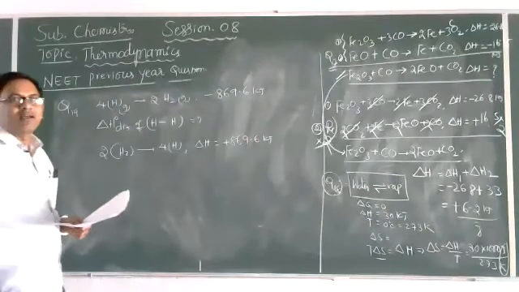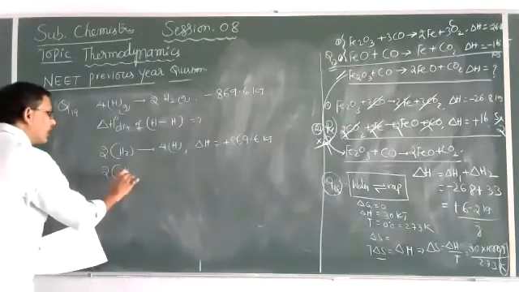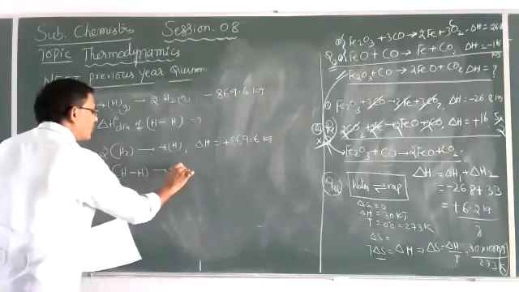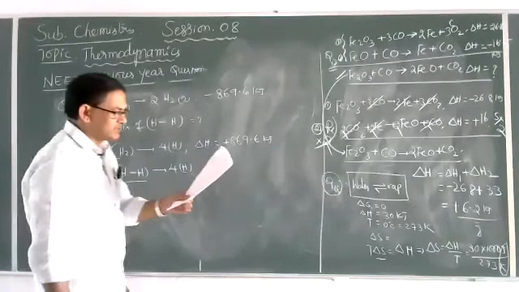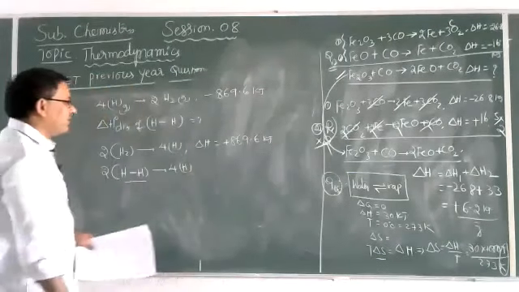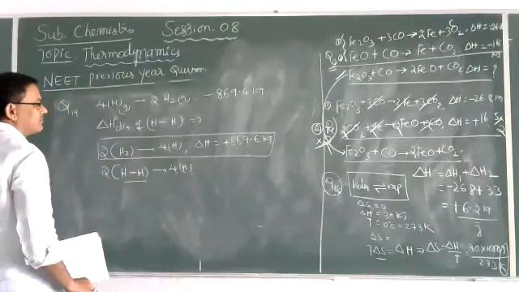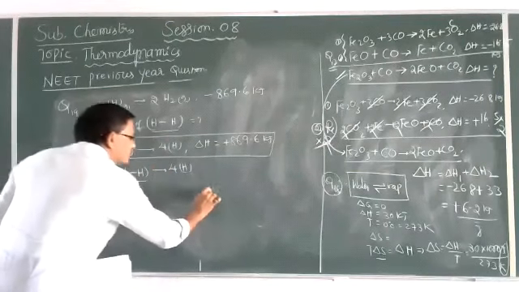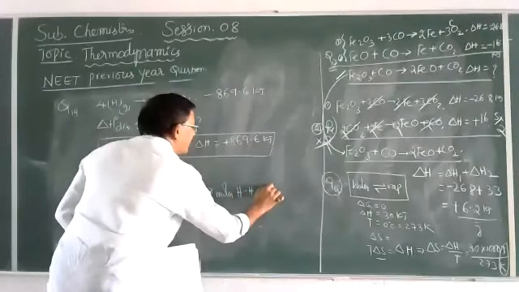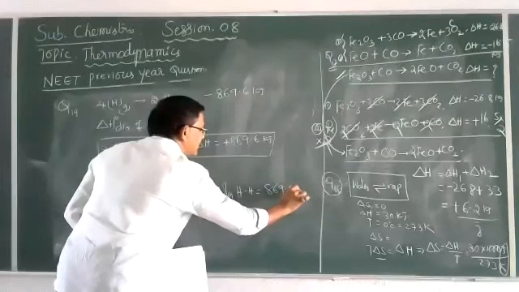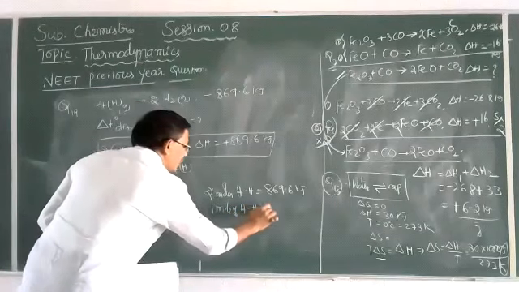According to Laplace-Lavoisier law, the first law of thermochemistry, here 2 into H–H equals 4 H atoms. To break this, how much heat is required? For 2 moles this much heat is required, but the asked question is only for 1 mole. So to break 2 moles of H–H, 869.6 kilojoules is required. For 1 mole of H–H, how much?